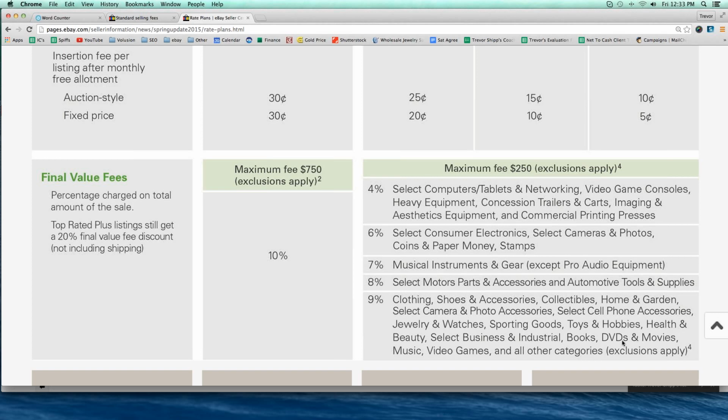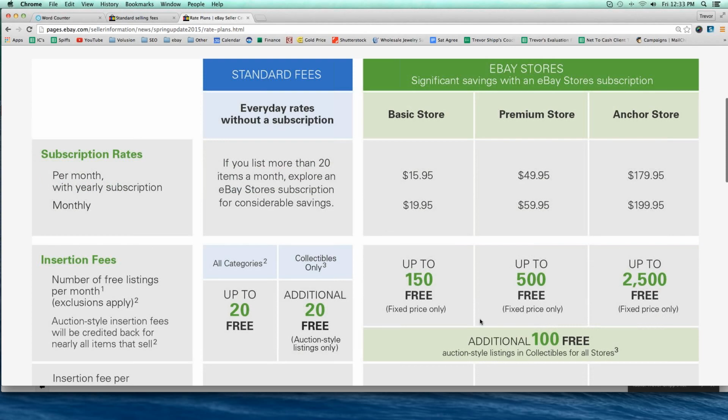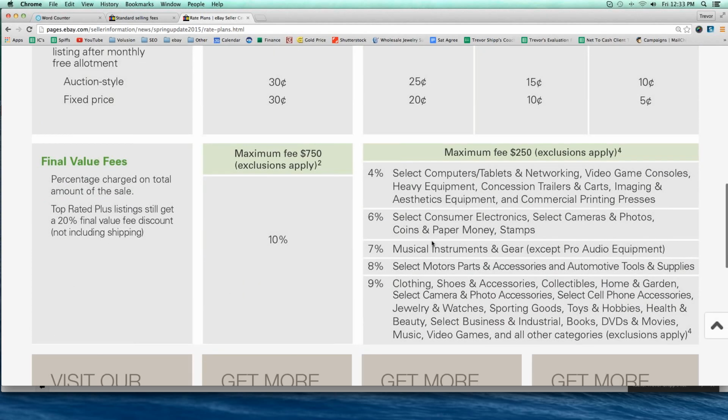And then one of my favorite benefits of a store is that you get a deduction here in your final value fee. So if you have a basic, premium, or anchor store, you're going to get a deduction from 10% to 9, 8, 7, 6, or 4, depending on the category. And that's category specific. So if I'm listing consumer electronics, my final value fee is not going to be 10%, it's going to be 6, which is substantially cheaper.